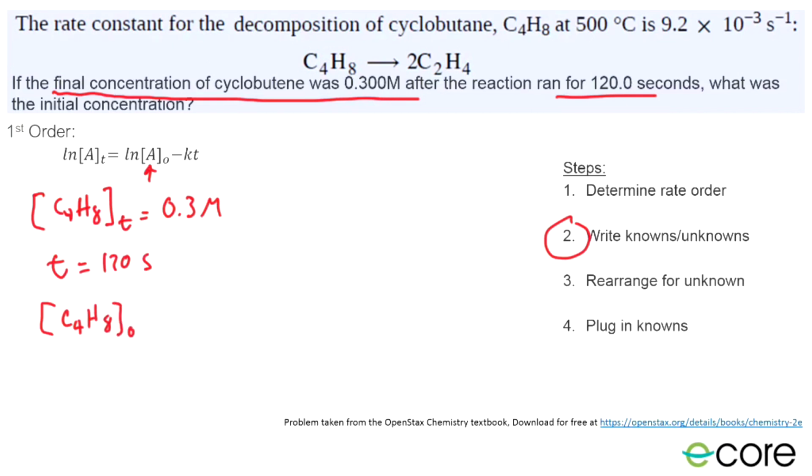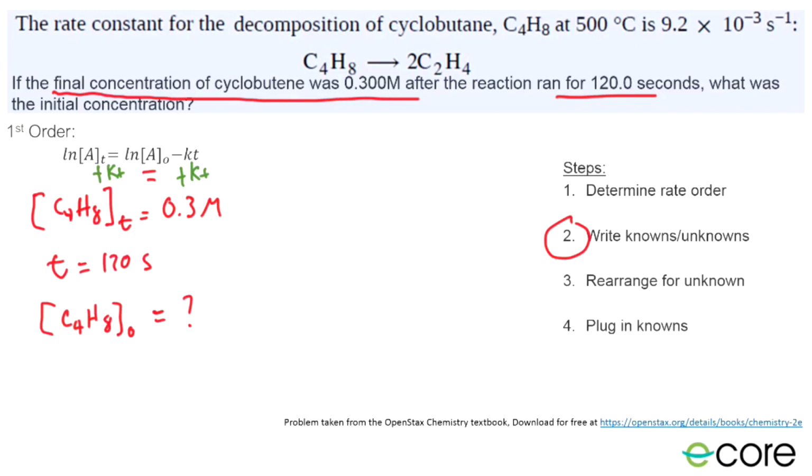So this is going in a different direction from the last one. Before, notice I started with my initial concentration and worked towards the final. Now it's saying, oh, okay, you've arrived at 0.3 molar after 120 seconds. Where did we start? All right, so the next step is to rearrange to solve for my unknown. What I want to solve for is this guy. So what I need to start by doing is adding kt to both sides to start to get that by itself. So we'll do that.